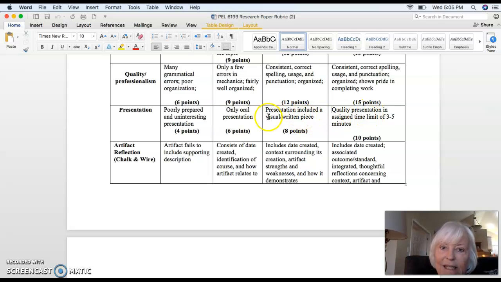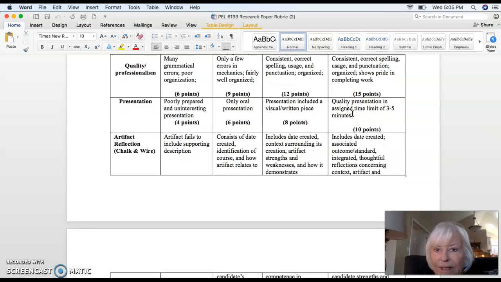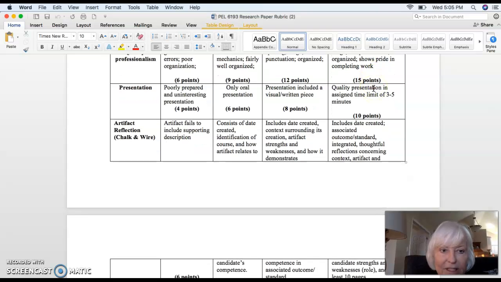Here where it says it includes a visual/written, it's either one of them. It's not both of them. You're going to already be doing visual. This is kind of an artifact from when this class most recently was face-to-face and then face-to-face blended. So just a quality oral visual presentation is all you need.